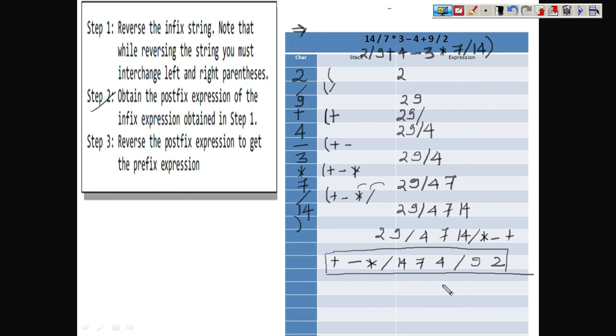Now in the next algorithm we will learn how to evaluate this expression. So far we have learned to convert infix to prefix. Now we will learn how to evaluate this to get our answer. Okay, so moving to the next.